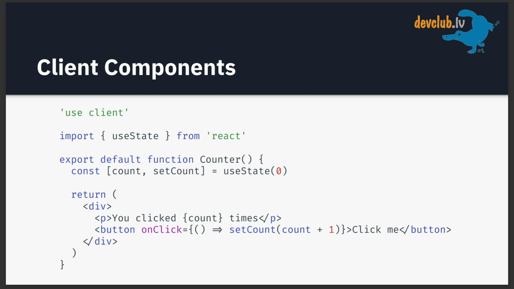That's the client component. So for example, how it looks. In order to make sure that Next.js will treat it as a client component, you just specify "use client", and that's pretty much it. That code won't run on the server.